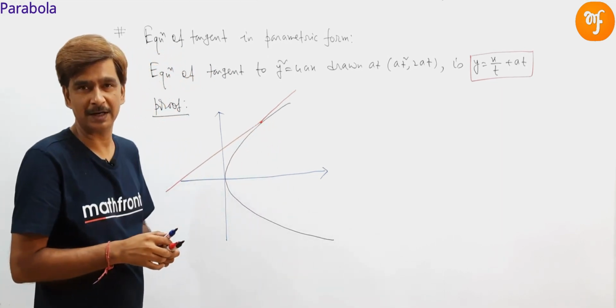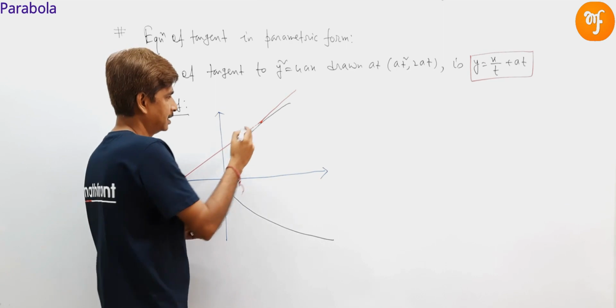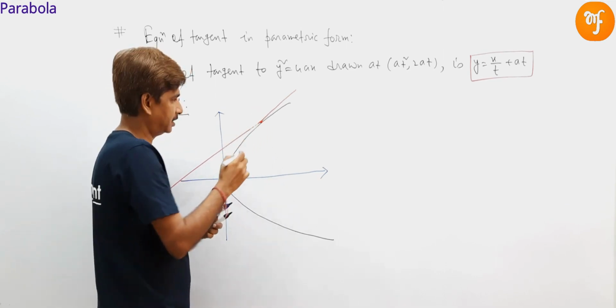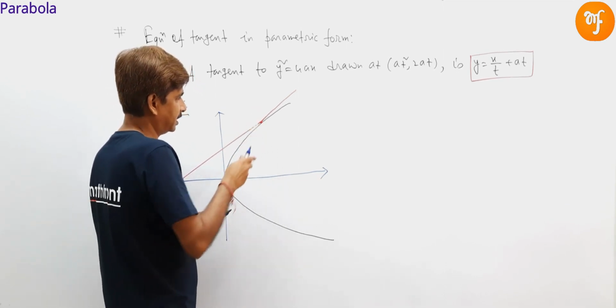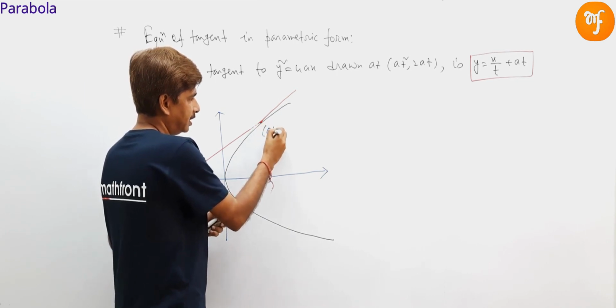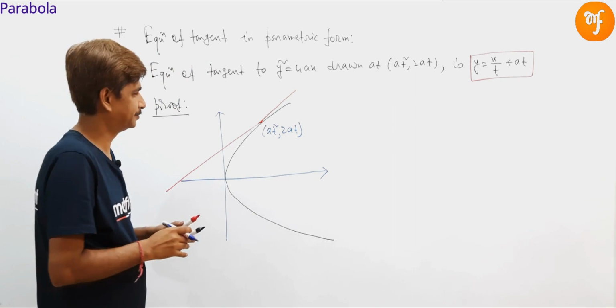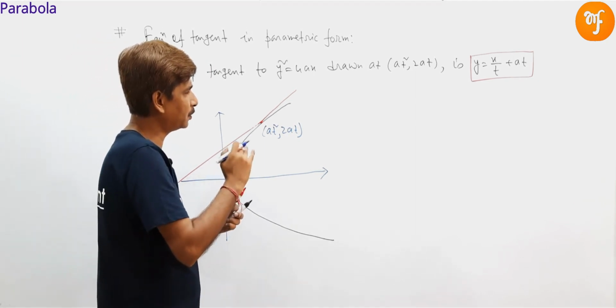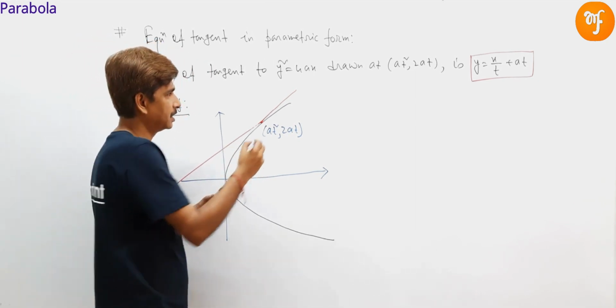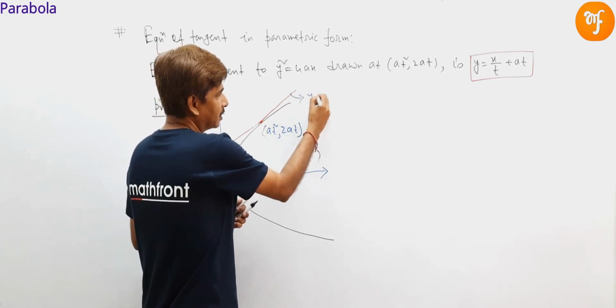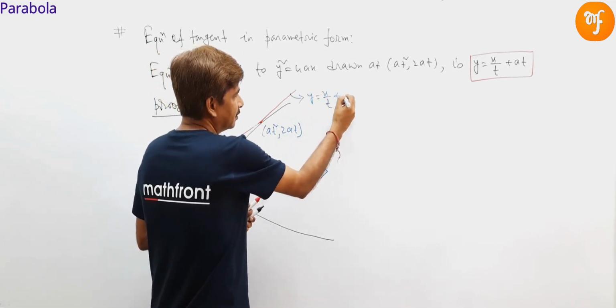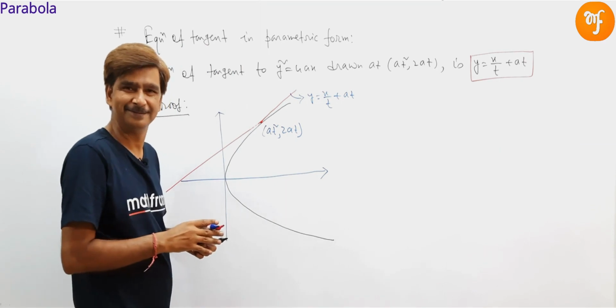The point of contact of this tangent is 80 square comma 280. So this point of contact can be written as 80 square comma 280. Okay. Now how to prove the equation of the tangent will be y is equal to x by t plus of 80? Look how.